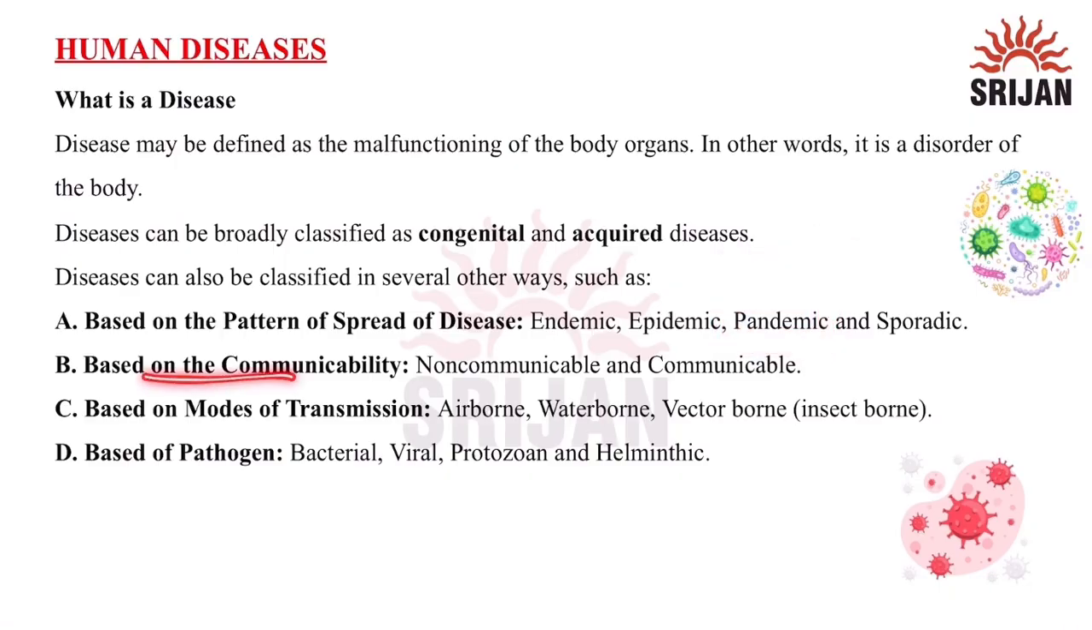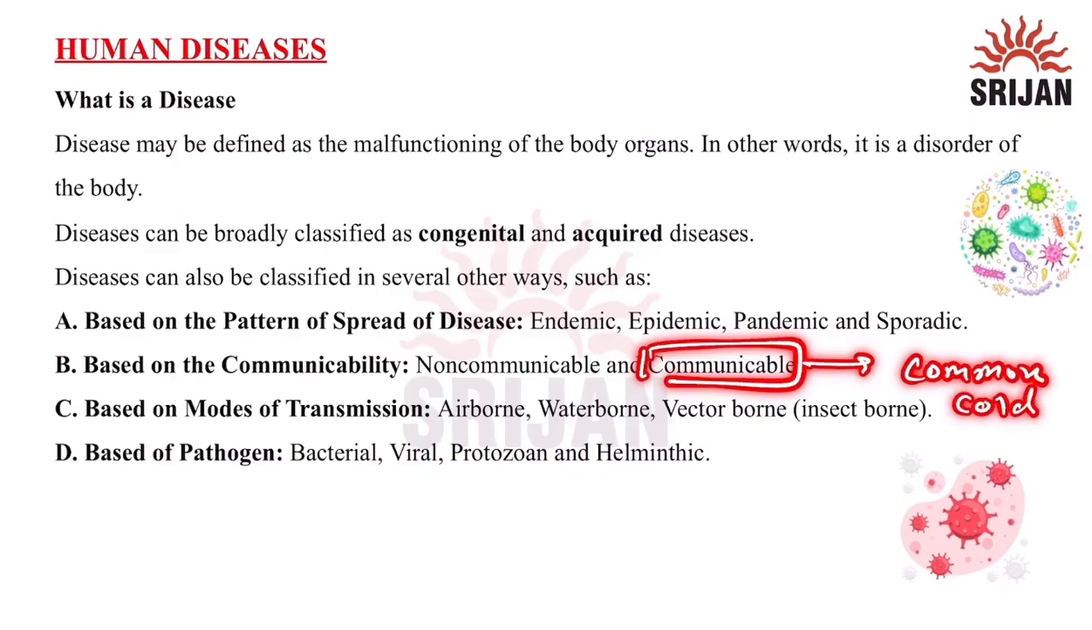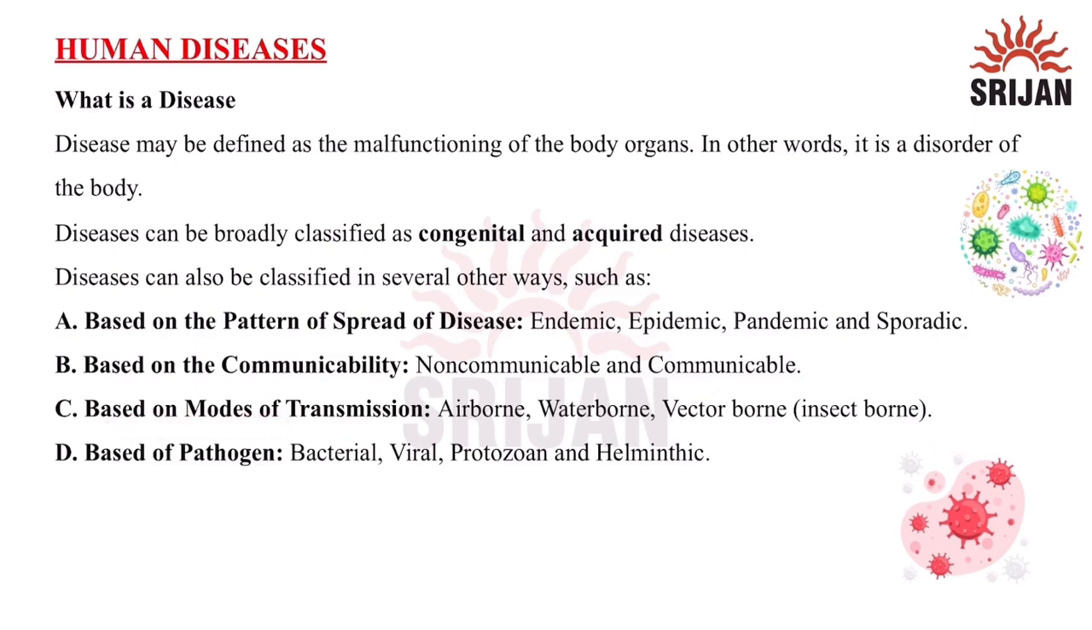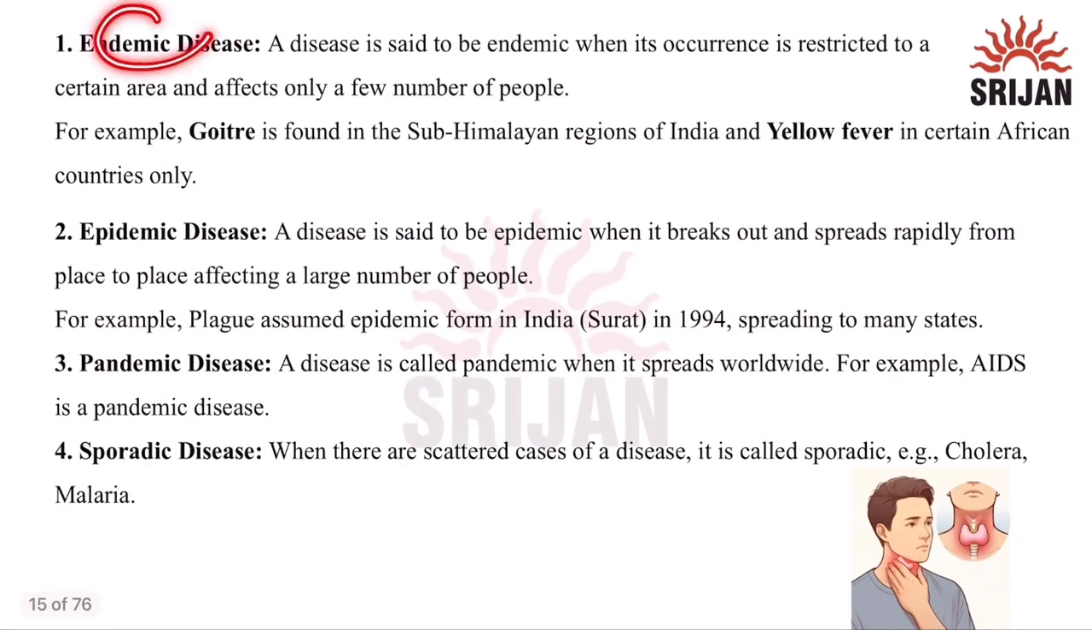Okay. Now, based on the communicability, it is non-communicable and communicable. Communicable like common cold, AIDS, etc. Now, based on the modes of transmission, it can be airborne, which means by air it is spreading, waterborne, which means by water, vector-borne, which means that an insect is carrying it. Okay. Based on the pathogen, it can be bacterial, it can be viral, it can be protozoan, or it can be helminthic.